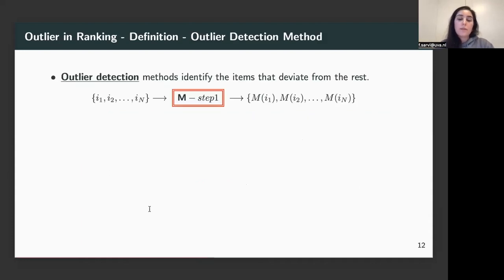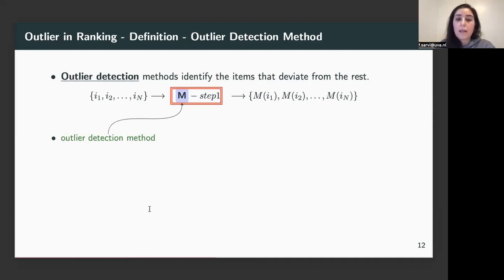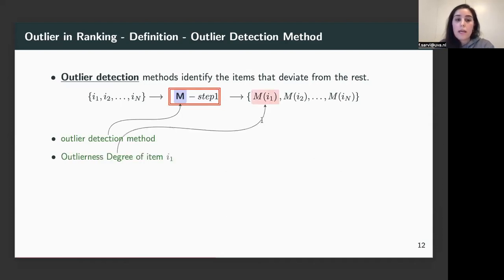So after translating these items to some values, we need to detect the outlier among the set. We can take any outlier detection method, and how they usually work is like this. You feed them the set of values, and then this outlier detection method will calculate some value that we call the outlierness degree of an item. This value shows how different this item is from the rest of the items in the set.